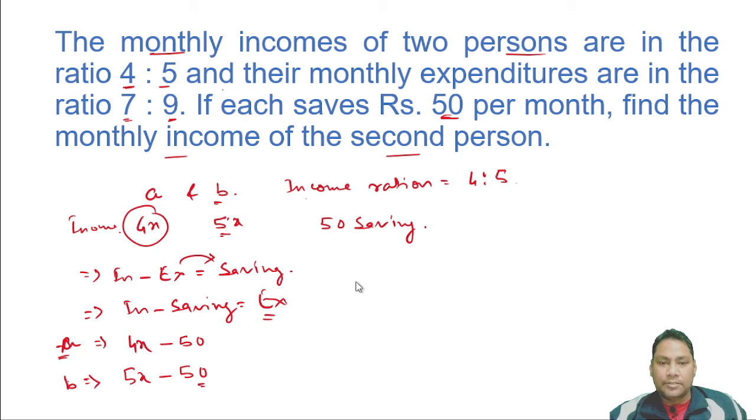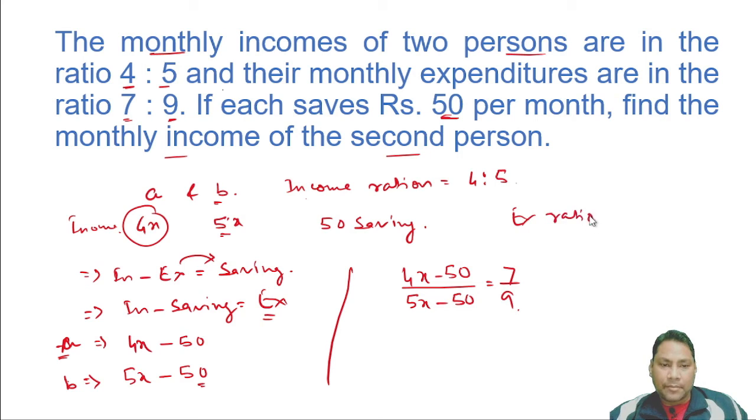So the ratio of expenditure they have given, that is (4x minus 50) divided by (5x minus 50), is 7/9. We can write the expenditure ratio 7:9 as 7/9. Now we will cross multiply it.